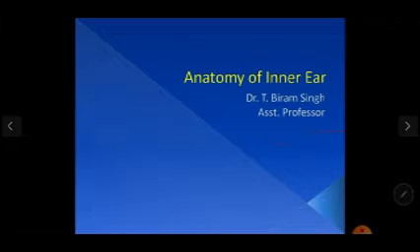Today we are going to discuss the anatomy of the inner ear. The inner ear anatomy is very important. The discussion here will be mainly for the undergraduates.